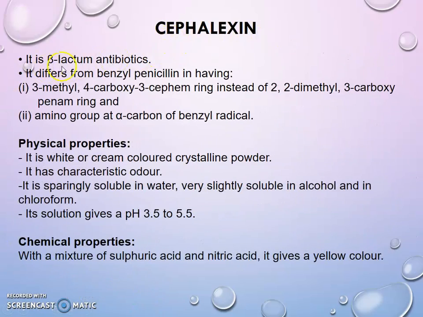First drug is cephalexin. It is a beta-lactam antibiotic. It differs from benzyl penicillin in having a 3-methyl-4-carboxy 3-Cephame ring instead of a 2,2-dimethyl-3-carboxylic penam ring, and an amino group at the alpha carbon of the benzyl radical. Physical property. It is a white or cream colored crystalline powder. It has a characteristic odor. It is sparingly soluble in water, very slightly soluble in alcohol and in chloroform. Its solution gives a pH of 3.5 to 5.5. Chemical property. With a mixture of sulfuric acid and nitric acid, it gives a yellow color.